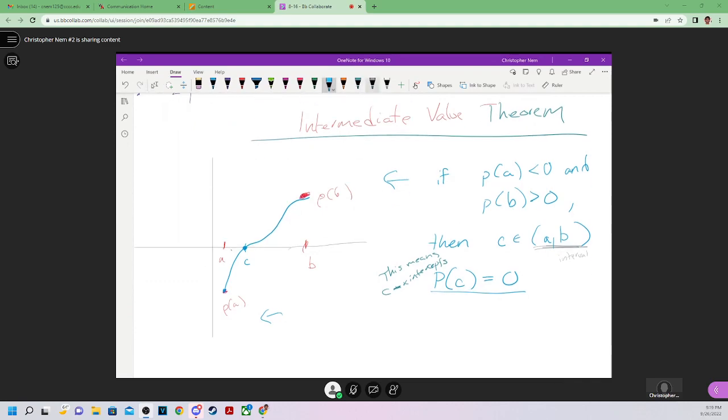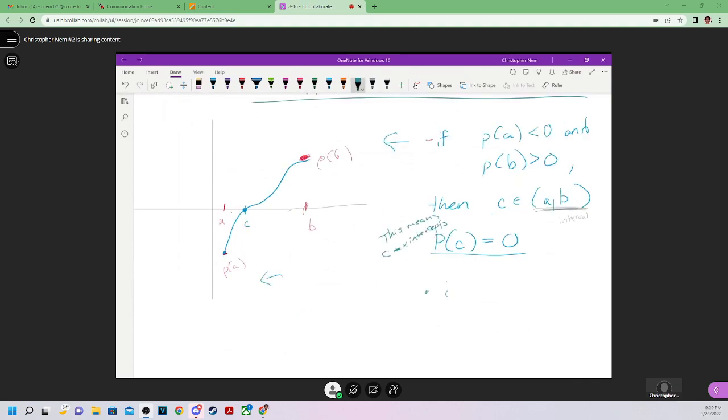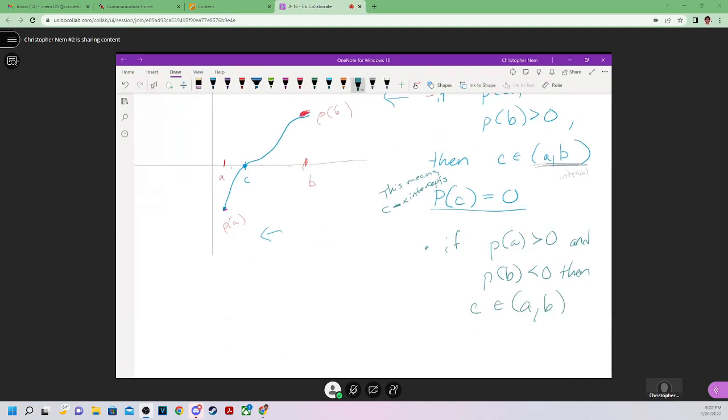Well, the converse can be, or not the converse, but I can also say the same for the alternate, if P of A was positive and P of B was negative. If this one was on top instead, and this one was on bottom instead, that still should hold true. So we can say if P of A is positive and P of B is negative, then there exists some C. I don't know where it's at. All I know is that it's in this interval. It could be anywhere in that interval, but P of C equals 0, which means that's an x-intercept.